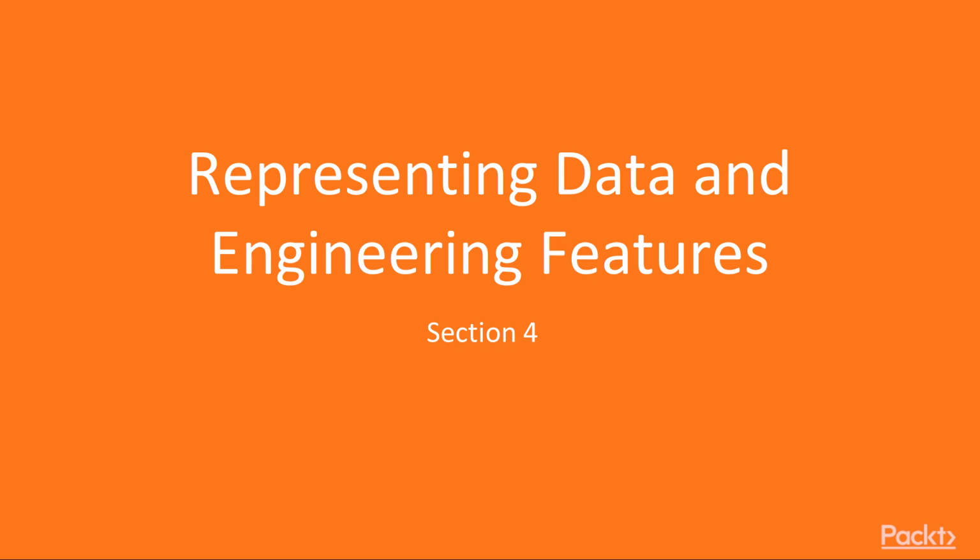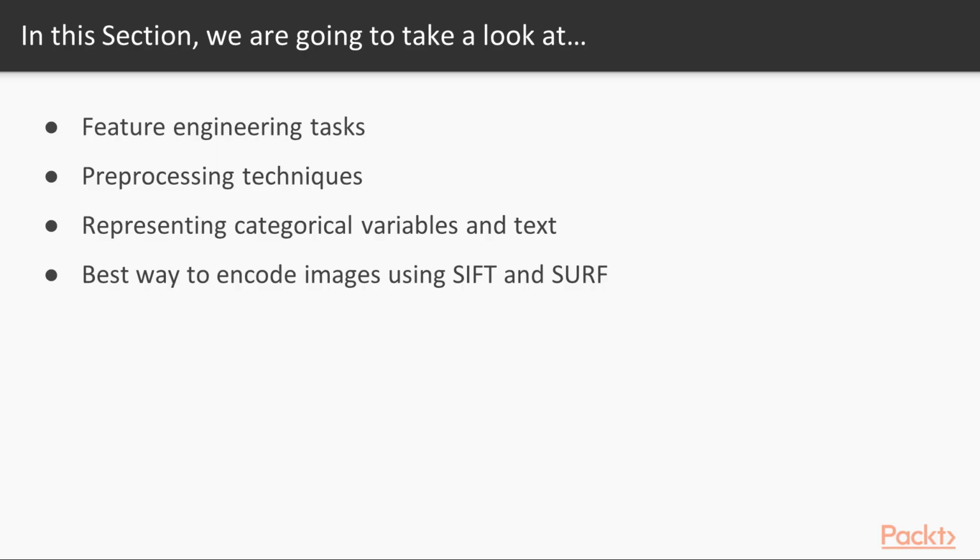Hello everyone. Welcome to the next section of the course, Representing Data and Engineering Features. In this section, we will go over some common feature engineering tasks and common pre-processing techniques. Then we will learn to represent categorical variables and text using categorical features and text features. Lastly, we will discover the best way to encode images using SIFT and SURF.